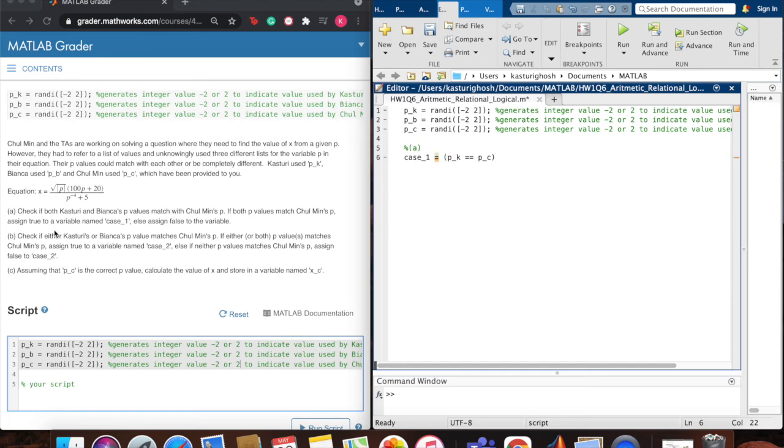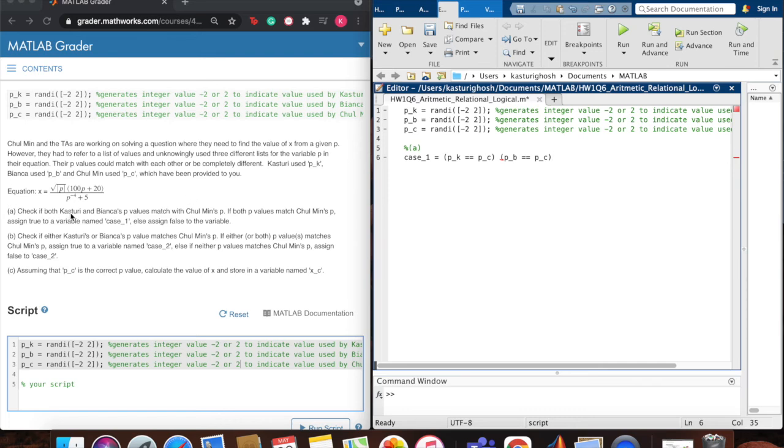Okay, what's the second condition? It is if Bianca's p values also match with Chilman's p values. How would I check that? In the exact same way. So I would also say pb double equals pc. And how would I join these 2 conditions?